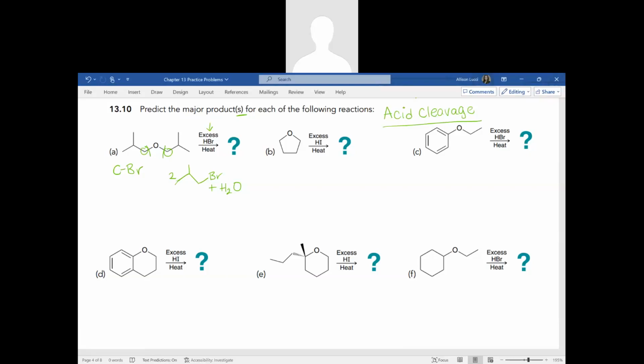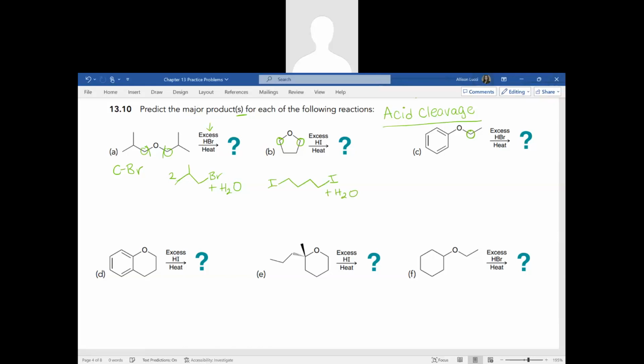So we'll see the same thing happen, or similar thing may happen, in compound B here. When treated with excess HI and heat, these two carbon-oxygen bonds will be cleaved. And again, we have a symmetric starting material. So our product will give this following diiodide, and water as well.